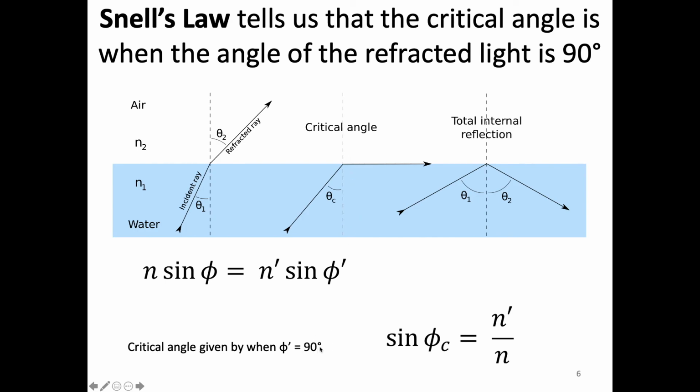And so we can set this to 90, and we get that the sine of that critical angle is going to equal n prime over n1. So this is n of the cladding over n of the core. So that's how we can get our critical angle.